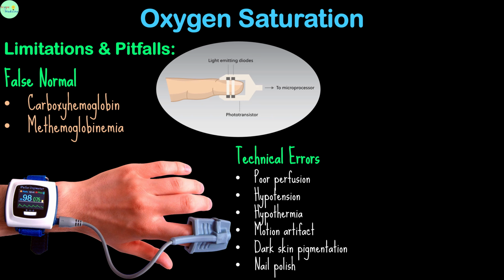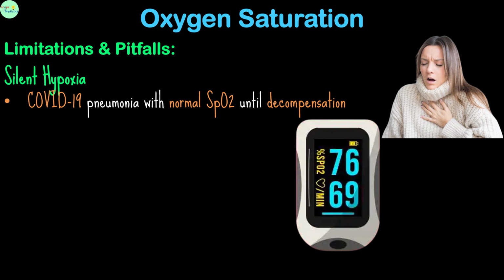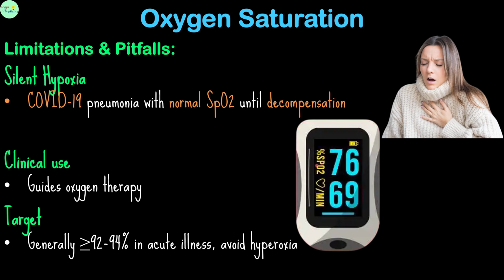A phenomenon known as silent hypoxia was notably observed in severe COVID-19 pneumonia, where patients maintained deceptively normal oxygen saturation levels until experiencing profound respiratory decompensation. In clinical use, oxygen saturation guides oxygen therapy, with a general target of maintaining saturation at or above 92 to 94% in most acute illnesses while avoiding unnecessary hyperoxia.